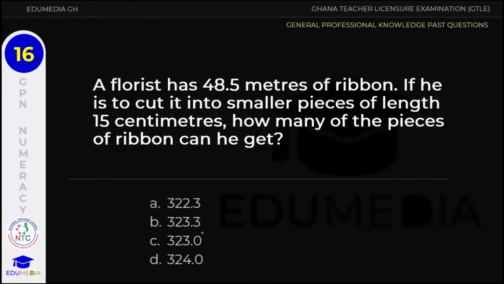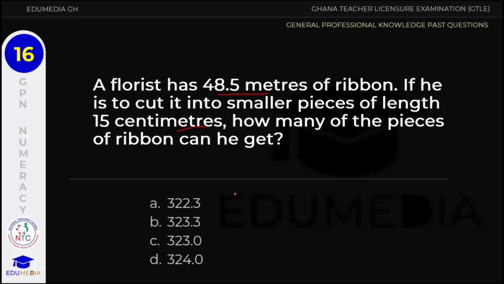Question number 16. A florist has 48.5 meters of ribbon. If he is to cut it into smaller pieces of length 15 centimeters, how many pieces of ribbon can he get? For this question, one of the things we need to take notice of is that we are dealing with 2 different units here, meters and centimeters. So to make it easier for us, we need to convert to one common unit so that we can solve it easily.